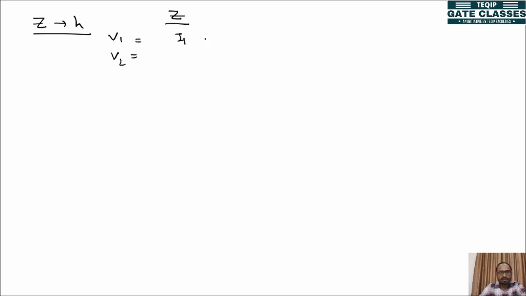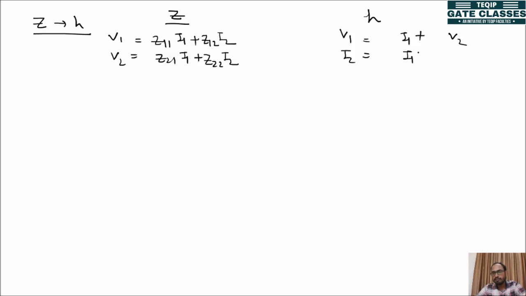Let us move further. Now suppose we want to know the relationship between Z and H parameter, that is impedance and hybrid parameter. First of all, we have to write the equations for both of them. For Z parameter we can write [V1 V2] as a function of [I1 I2]: [Z11 Z12; Z21 Z22]. And for H parameter, we can write [V1 I2] as a function of [I1 V2], that is [H11 H12; H21 H22].